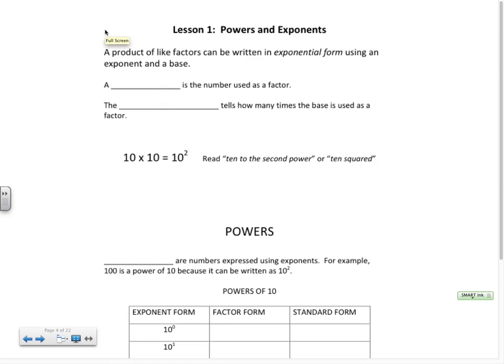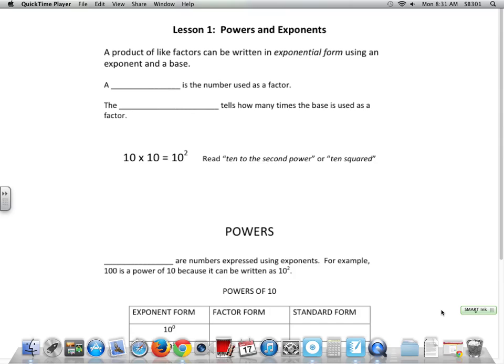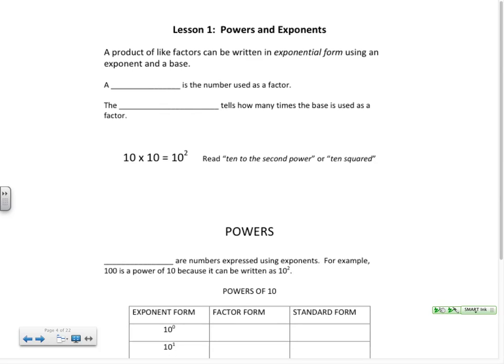All right, hello. Our first lesson is powers and exponents. So let's listen to this description and see if we can pick it apart and figure out what it's really saying. It says a product of like factors can be written in exponential form using an exponent and a base. So we know a product is the answer. 3 times 3. These are the like factors, and their product is 9. So a product of like factors can be written in exponential form.